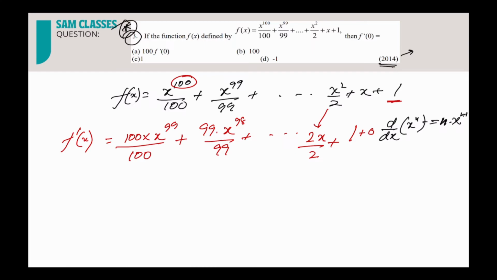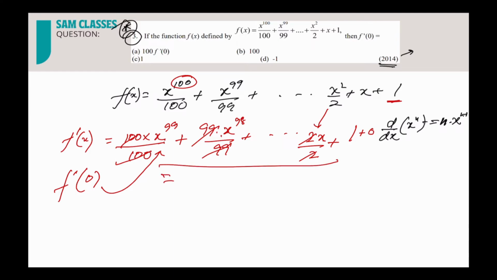So done. Now if I put here, they're telling f dash 0. If I put 0 here, all terms containing x will be cancelled, because 0 power something will be 0. All terms will be 0 till here. Only this one will remain, student. Only the one will remain, and that is simple.